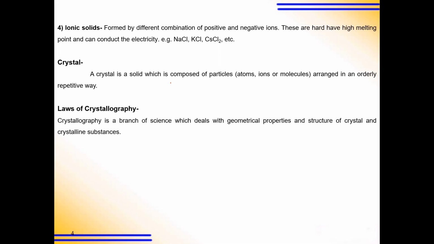For example, this is the arrangement of a crystal. These are particles which are repeatedly arranged like this, like this. So this is the regular and repetitive arrangement of each and every ion, atom or molecule, which is called a crystal. Crystals means a solid composed of particles arranged in an orderly and repetitive manner, right?